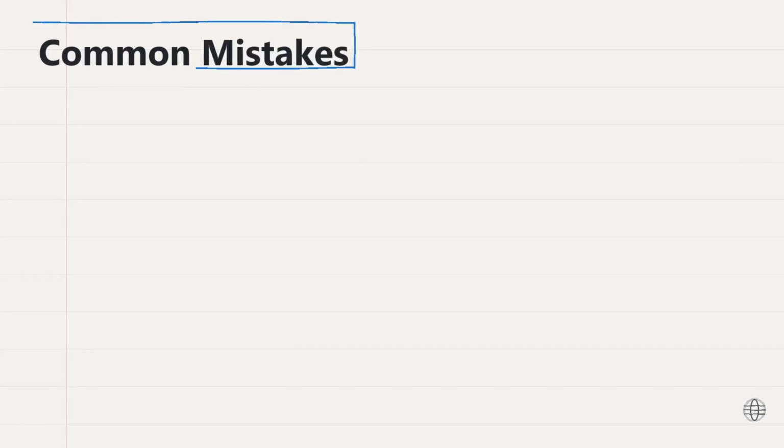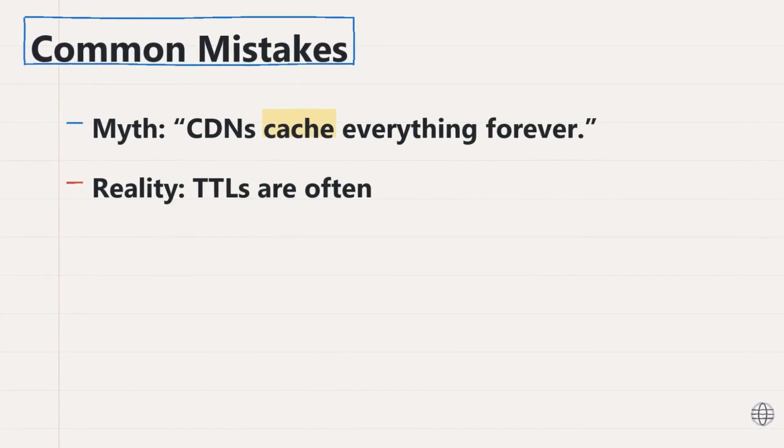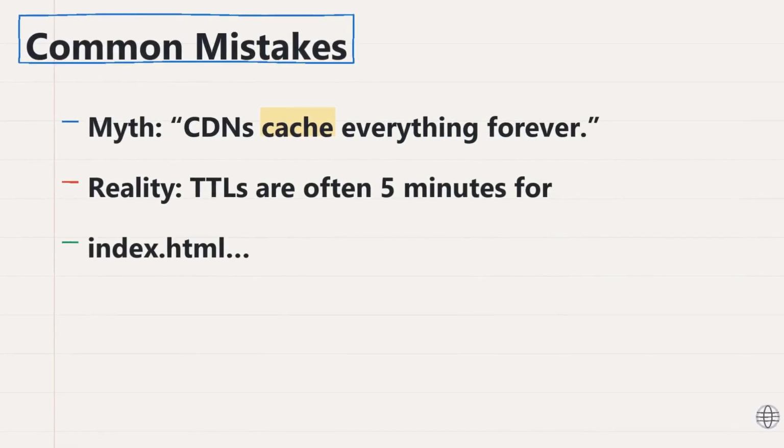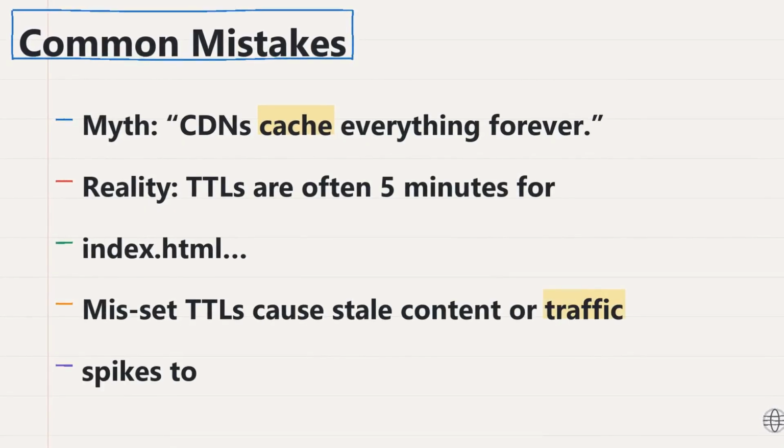Myth: CDNs cache everything forever. Reality: TTLs are often 5 minutes for index.html and 1 year for static assets with immutable hashes. Misset TTLs cause stale content or traffic spikes to origin.